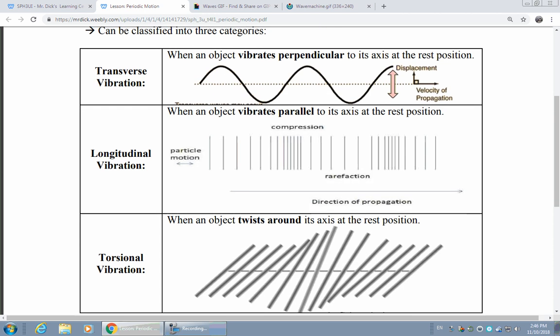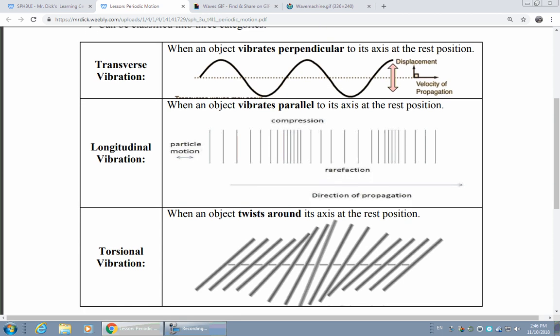So the first kind is called a transverse vibration. And that word transverse has to do with perpendicular. So in this case, it's when an object is vibrating perpendicular to its axis at the rest position. So what I mean by that is, in this picture that you see, this dotted line here is its rest position. That's where the particles would be. If you imagine this was a string and there was no waving of this string, the particles in the string would just be nice and flat along that line.